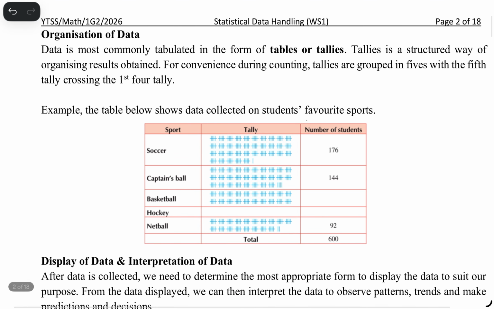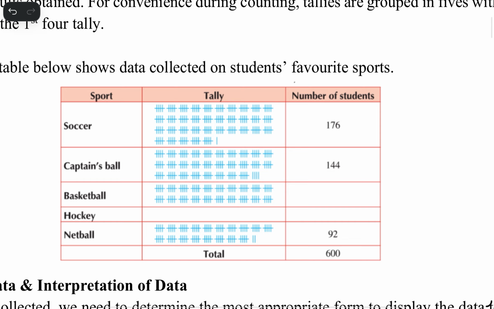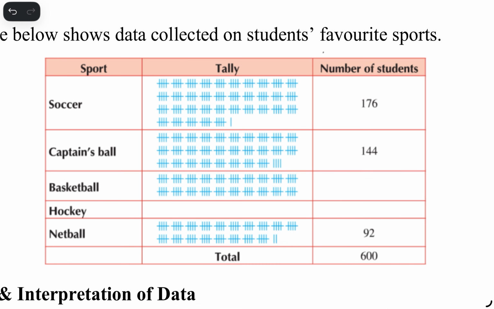Okay, page number 2 here looks at the organization of data. We usually use tables, or what we call tallies, to help us count and organize the results we obtain from any kind of survey or questionnaire. For example, this table tells us how many students like which sport as their favorite.